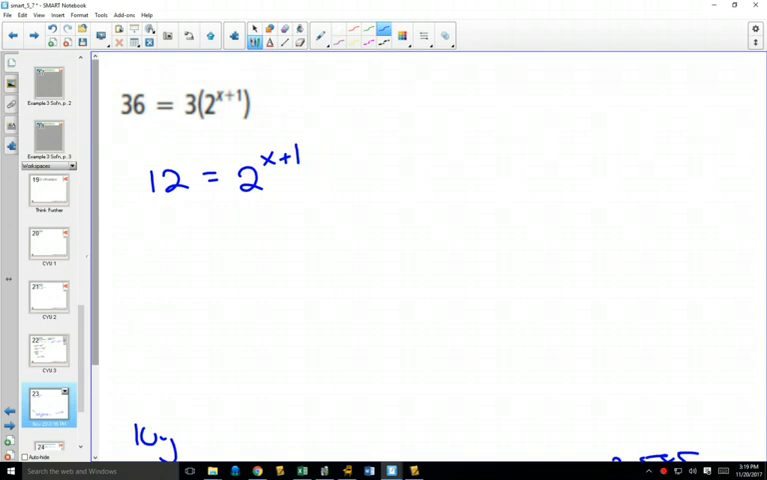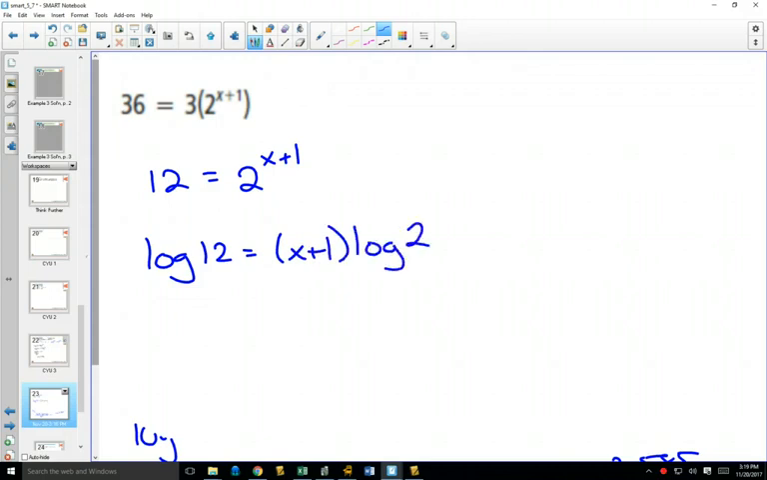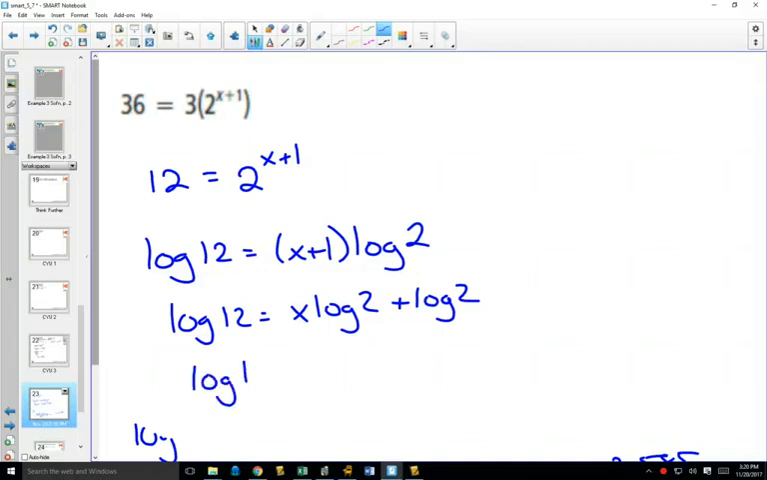And now if you decided to take the log of both sides at this point, log of 12 equals, and that x plus 1 could come out in front, log of 2. You could do the same distribution that we did last time. Move the log 2 over.